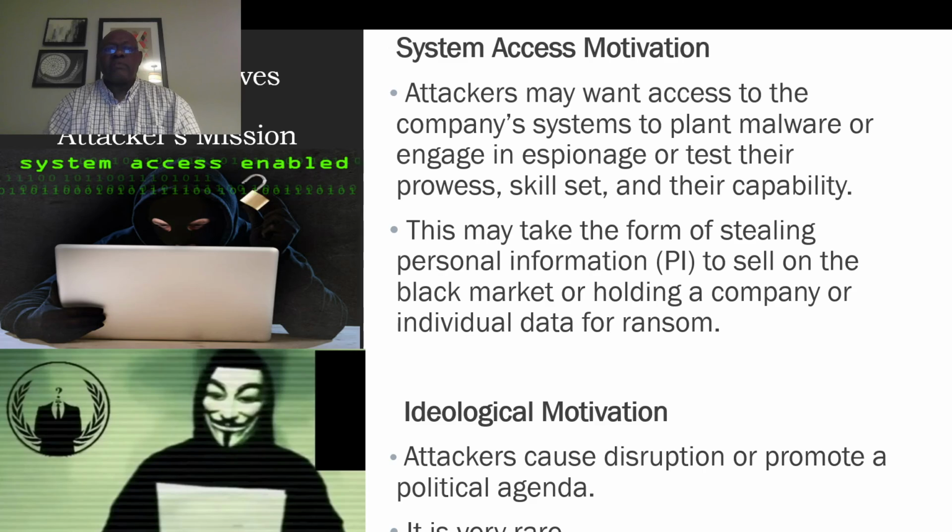Another potential motive is system access motivation. Attackers may want access to the company's system to plant malware or engage in espionage, or test their prowess, skill set, and capabilities. This may take the form of stealing PII, personal information, to sell on the black market, or holding a company's or individual's data for ransom. And then there's the ideological motivation. Attackers cause disruption or promote a political agenda. This is rare.